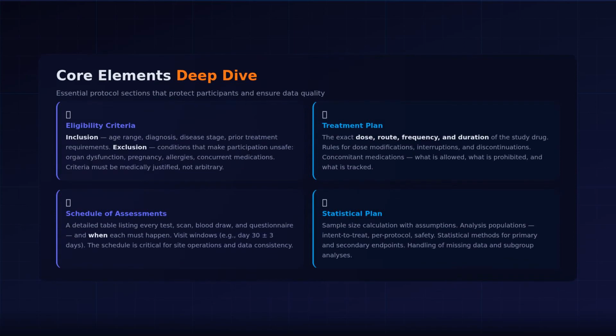Let us look deeper at some essential protocol sections. The eligibility criteria define exactly who can and cannot participate. Inclusion criteria specify required characteristics like age, diagnosis, and disease stage. Exclusion criteria list factors that would make participation unsafe. The treatment plan spells out the dose, route, frequency, and duration of the study drug. And the schedule of assessments lists every test, scan, and blood draw, and when each must happen.